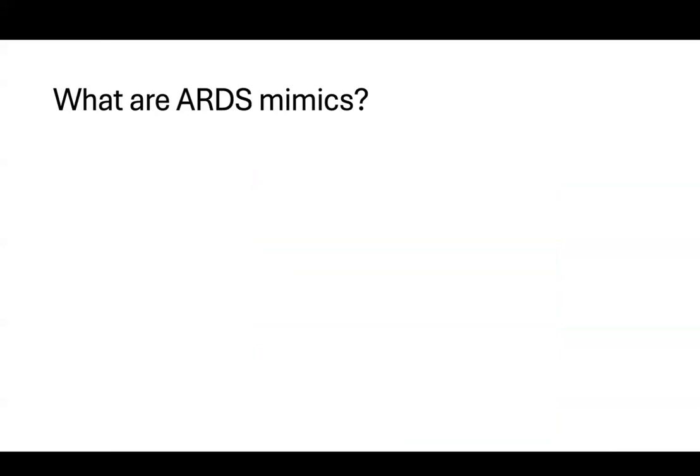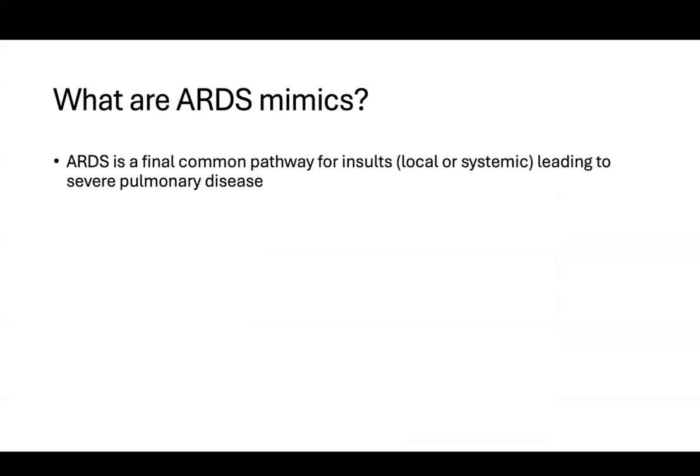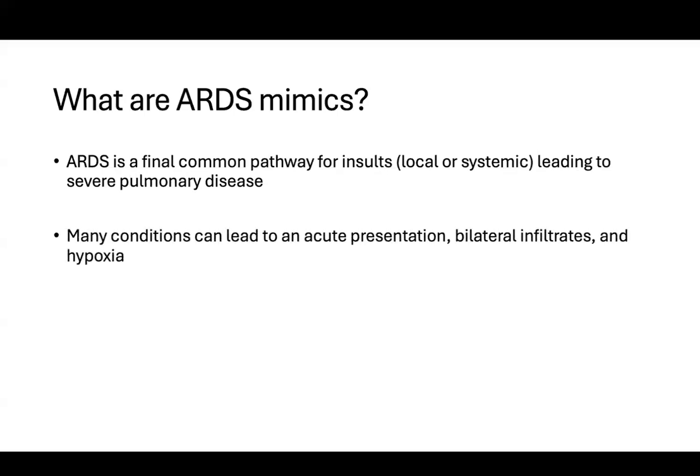So what exactly are ARDS mimics? ARDS is the final common pathway. Like we said, either the lung gets injured or the body gets injured, and some systemic inflammation happens, and this leads to ARDS, like a final common pathway. So what is important is many conditions can lead to an acute presentation, like we'll see, with bilateral infiltrates and hypoxia, and these need not be ARDS itself.